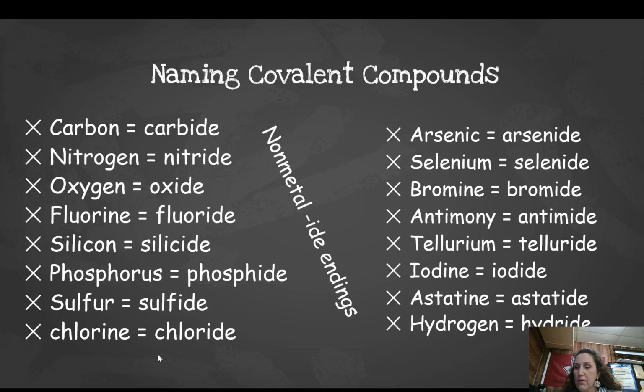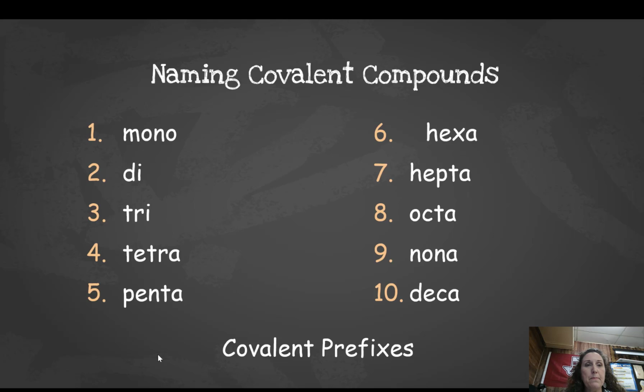All right. So for instance, when you have carbon, carbide; nitrogen, nitride; oxygen, oxide. See how I'm adding that IDE? These are nonmetal IDE endings. This is pretty much all the nonmetals, so you can use this slide, maybe take a picture of it or circle it in your notes. You can use this to help you as we go forward naming these compounds.